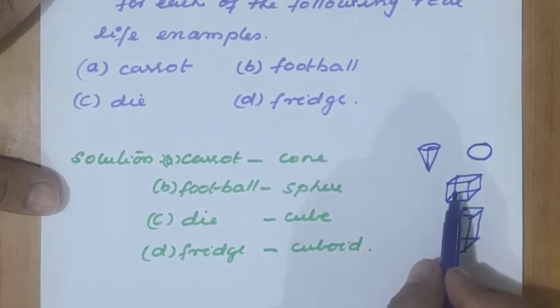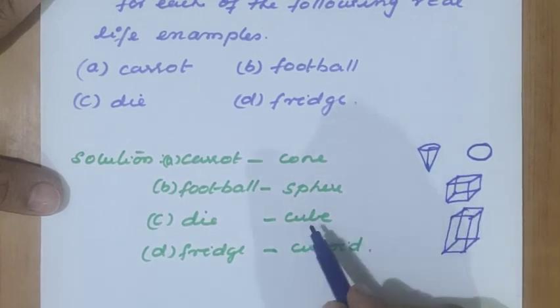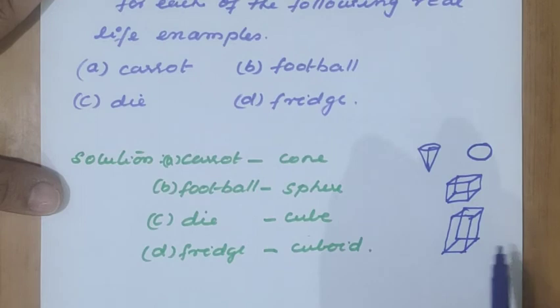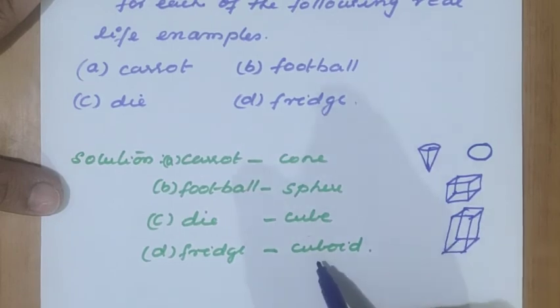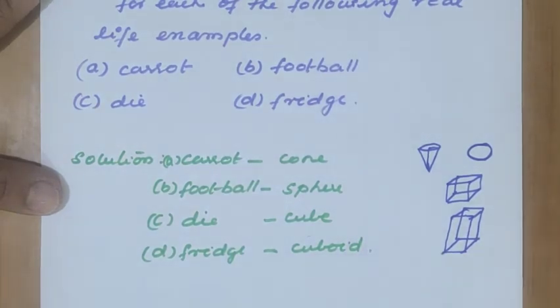Throwing a die only, we will come to know how many steps we have to move forward or backward like that. So here it is the front face. If you take it, all the edges are equal in length, so the name of the three-dimensional solid is cube only. But when it comes to the fridge, its length is more than breadth, usually in the normal case. So it is similar to a rectangle front face, so it will be called the three-dimensional cuboid only. So the answers are cone, sphere, cube and cuboid.